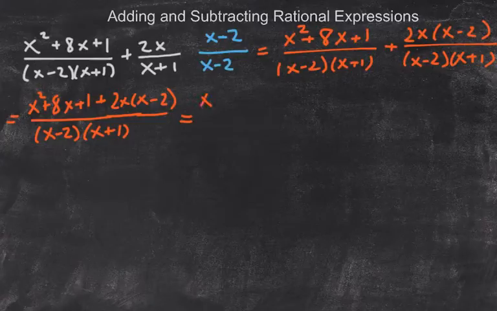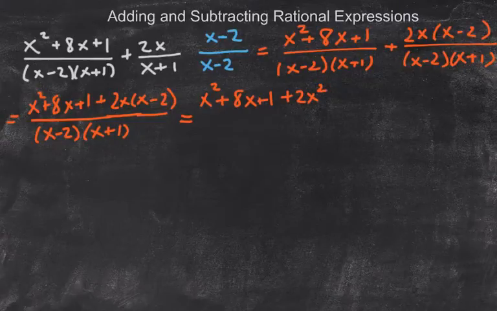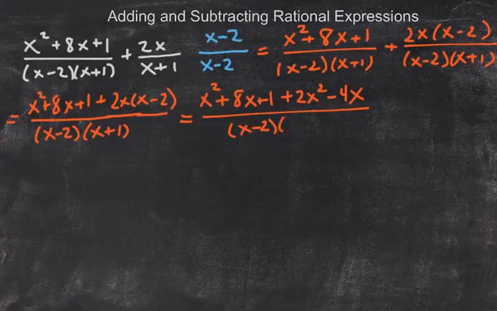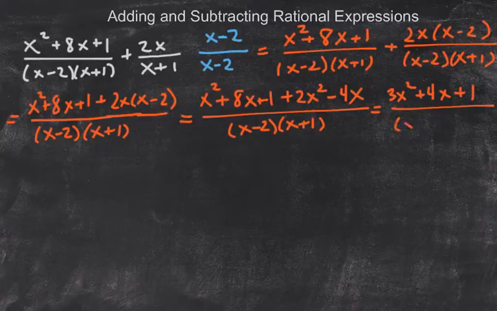So what I'm going to do is distribute the 2x into the parentheses. So I've got x squared plus 8x plus 1 plus 2x times x, which is 2x squared. 2x times negative 2 is negative 4x. My denominator stayed the same there. All I was doing was rewriting the numerator into an equivalent version. And now I can combine like terms. So x squared plus 2x squared is 3x squared. 8x minus 4x is 4x. And I've still got my 1 unit. My denominator stayed the same because, again, I was just rewriting the numerator into an equivalent form.